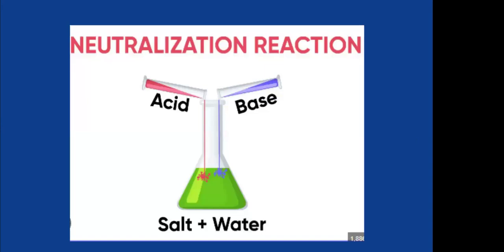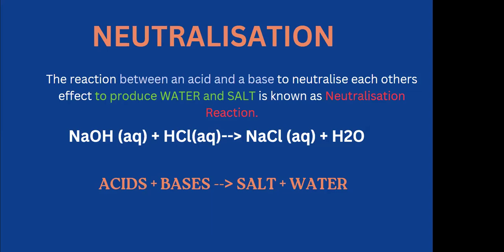So that's what we call a neutralization reaction, a very important type of reaction in our chapter, where acids, which show the red color, and the bases, which show the blue color, react together to give salt and water. This is our neutralization reaction. So what is a neutralization reaction? The reaction between an acid and a base to neutralize each other's effect to produce water and salt is known as a neutralization reaction. NaOH, having OH, hydroxide ion, aqueous in state, is a base. HCl, which has H positive ion, aqueous in state, reacts to form NaCl, your table salt, and water.